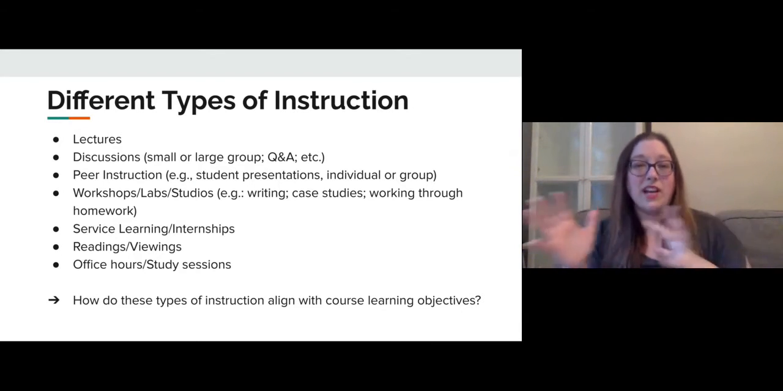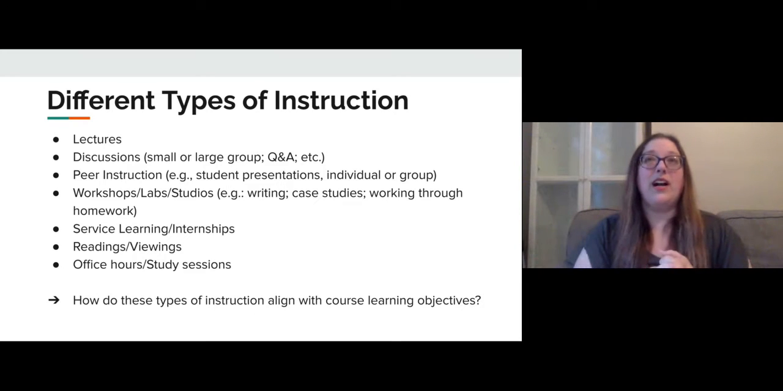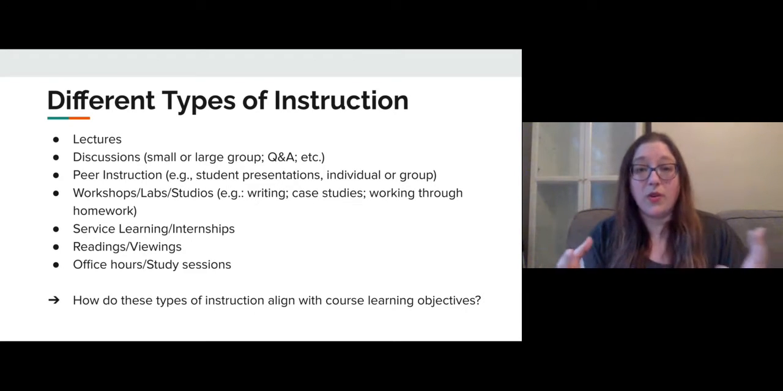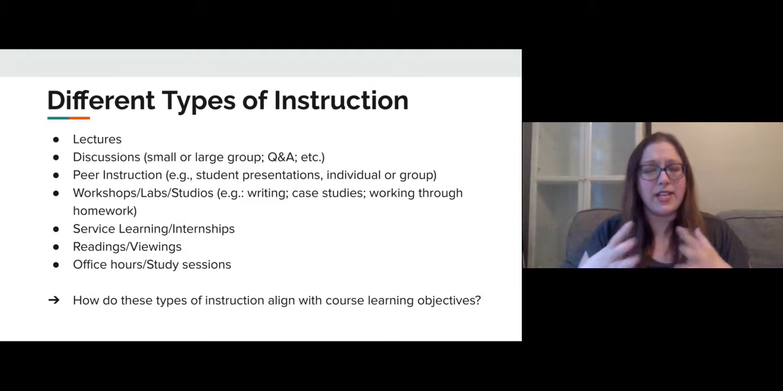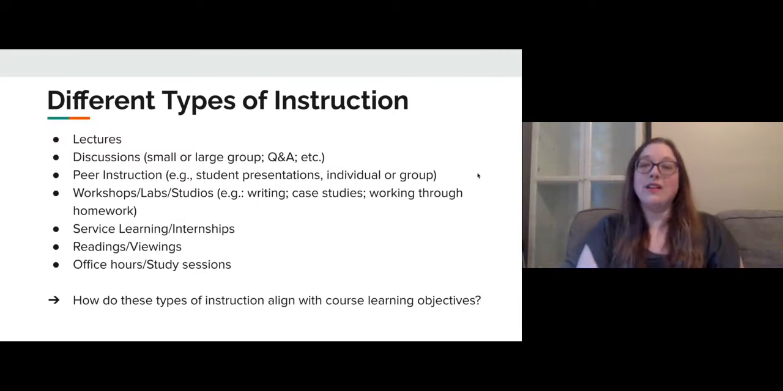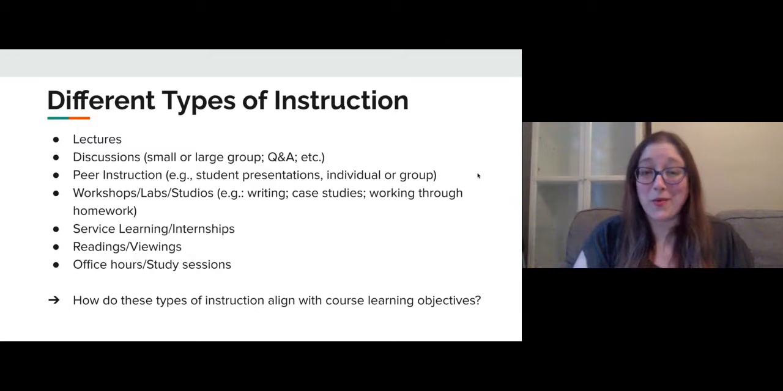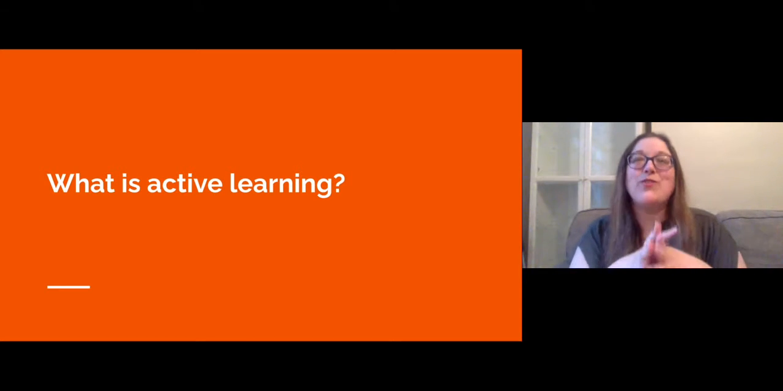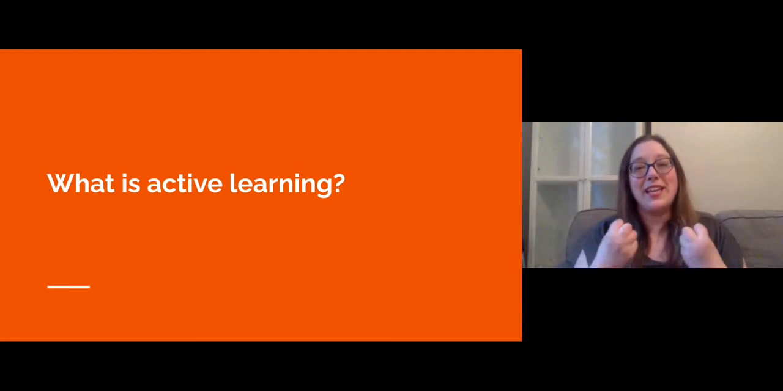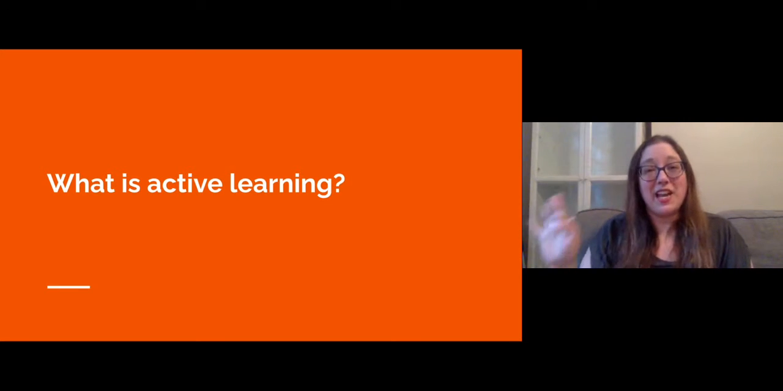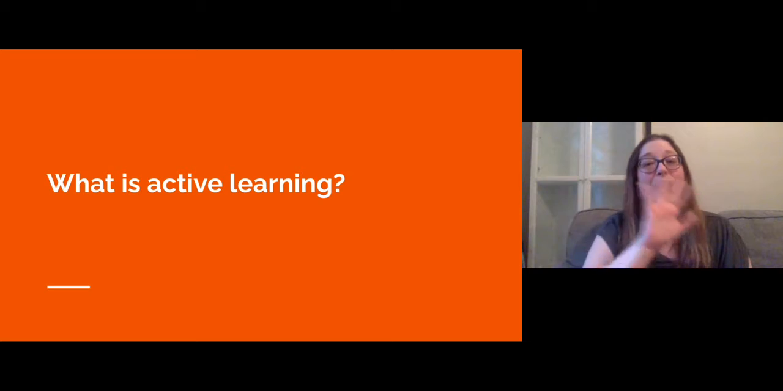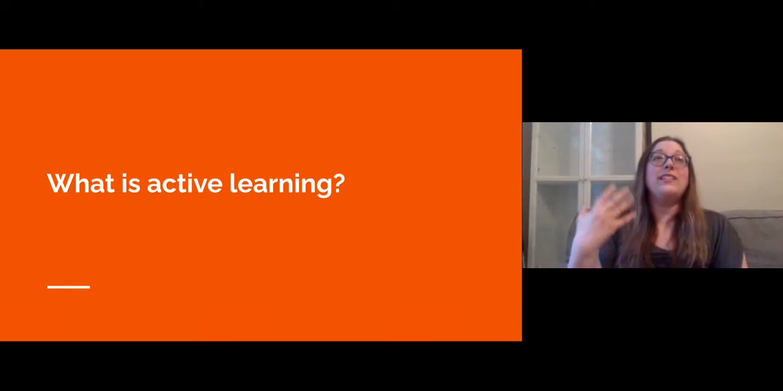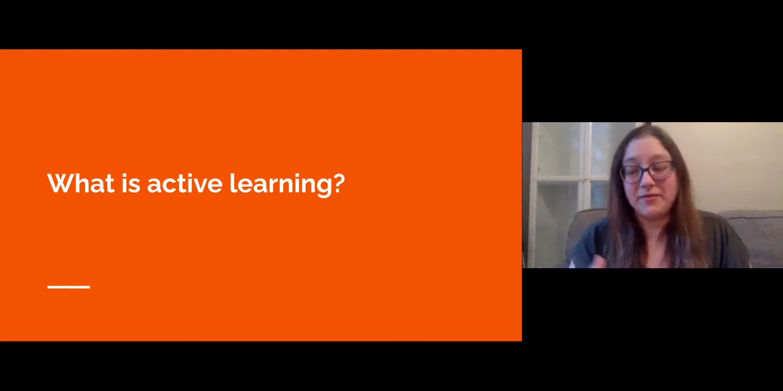So that's one of the things we have to consider as we're thinking through the different types of instruction that we want to use in a course. And one particular instructional model that I want to talk about is active learning. So what is active learning? Basically, the idea of active learning is that we're trying to get students involved and engaged in the learning process. We want them not to be sitting passively during any of these types of instruction, but instead engaging actively.